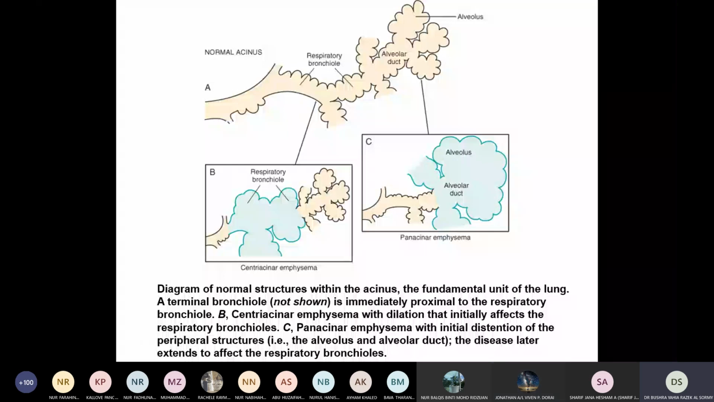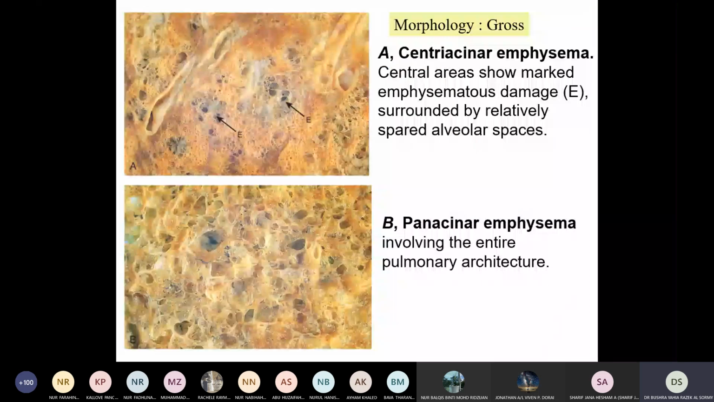Okay. Yeah. Okay, you can see in the gross. If we see the centriacinar, you can see here the dilated air space, isn't it? And the small one is the alveoli. So it affects only the respiratory bronchiole, while the alveoli are normal. Okay, so we call it centriacinar. But here you can see all dilated, the respiratory bronchiole plus the alveoli. So we call this panacinar.